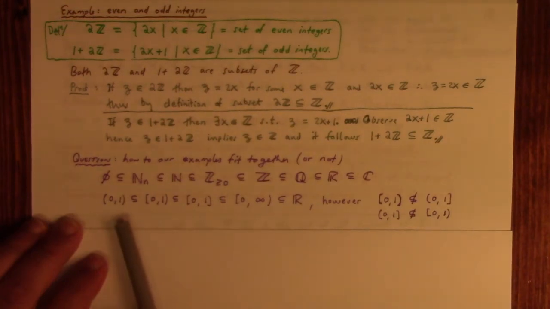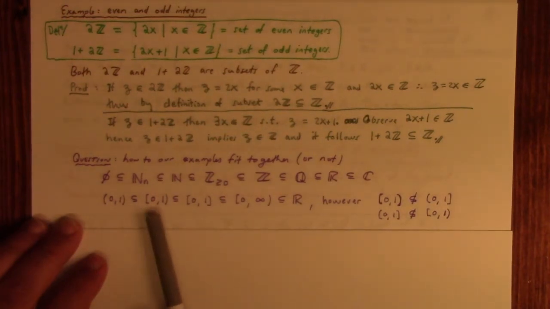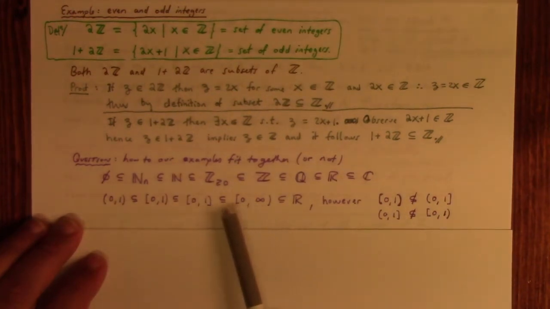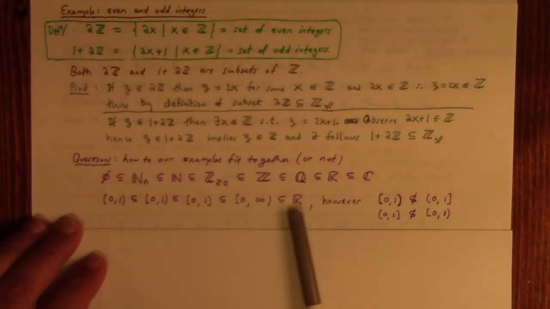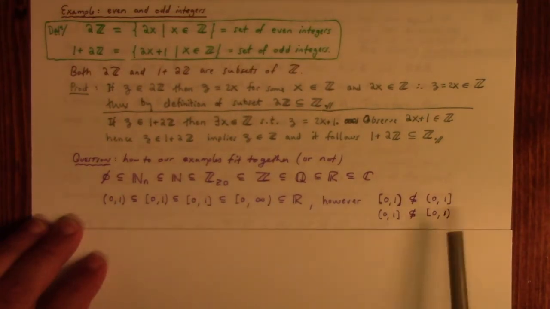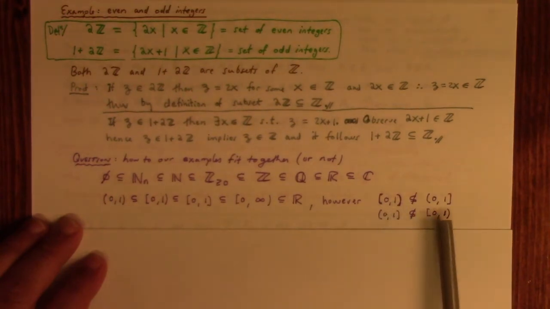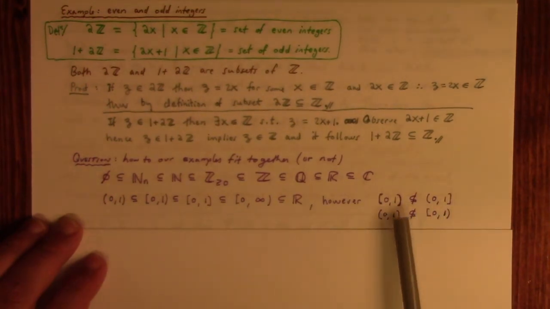Another example, we have the open interval is a subset of this half closed, half open interval, which is a subset, excuse me, of the closed interval, and which is a subset of the closed interval from 0 to infinity in R again, right? So just an example.